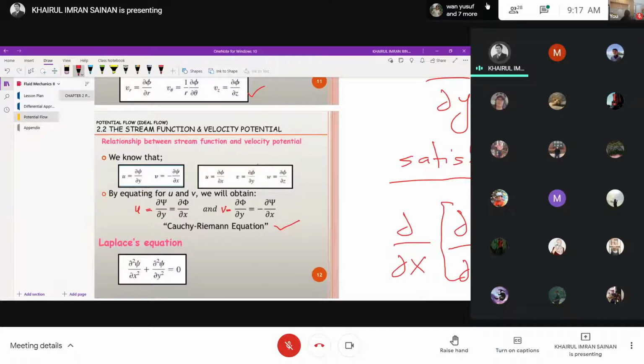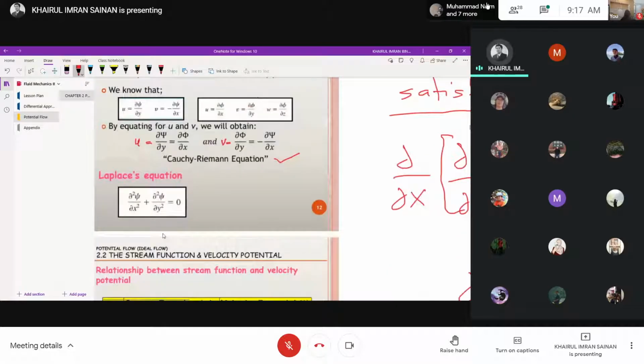By right, it looks simple. We just equate u for both psi and phi, but somebody gave a name for that. We call that the Cauchy-Riemann equation. So let's say during the exam, please analyze your problem using the Cauchy-Riemann equation. If you don't know, you thought it's going to be difficult, but no, it's only that.